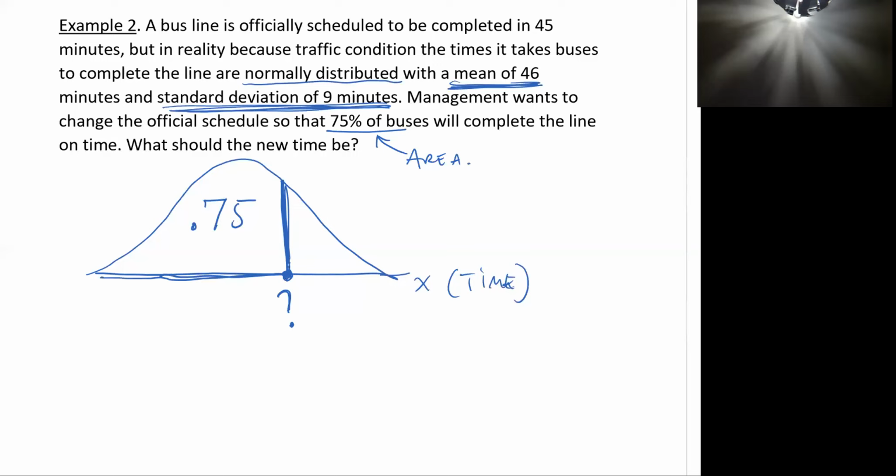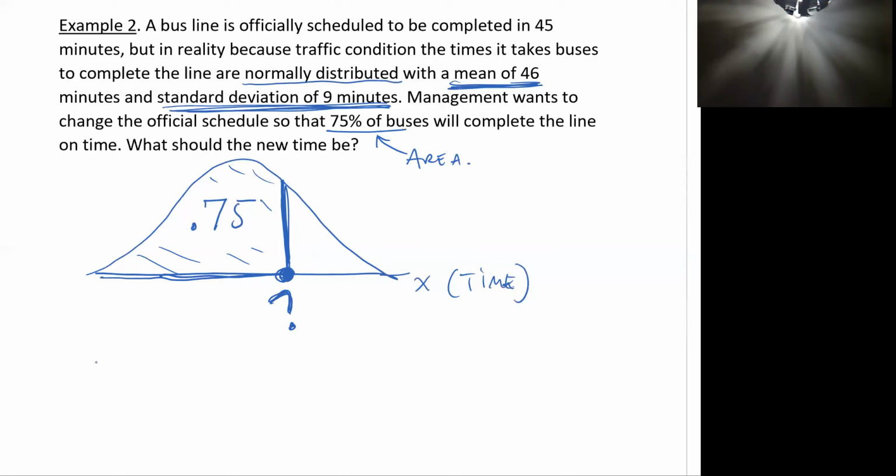Let's change the listing to some other time where 75% of the time people will get there on time. Okay, so they're going to move the new listing to some new time over here, and they want us to tell them what that time should be. So that 75% of the buses will be there on time.